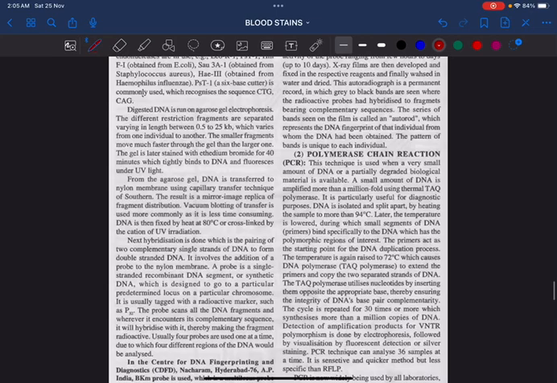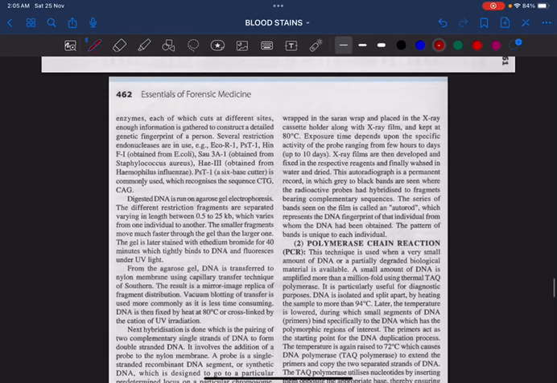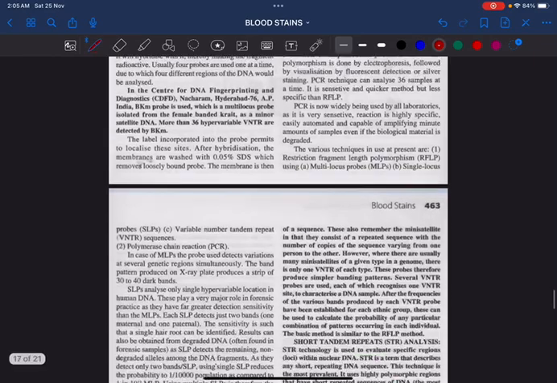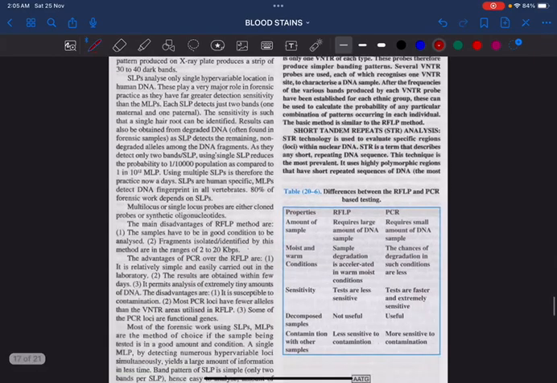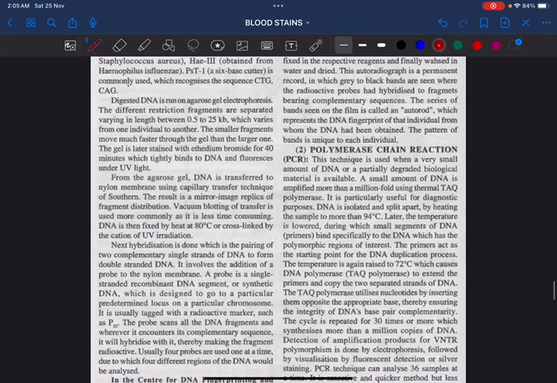The next topic is polymerase chain reaction. You should know the different steps of polymerase chain reaction. That is very, very important. As far as polymerase chain reaction is concerned, suppose only a very small amount of DNA is available. We will amplify it multiple times, and then do DNA profiling.